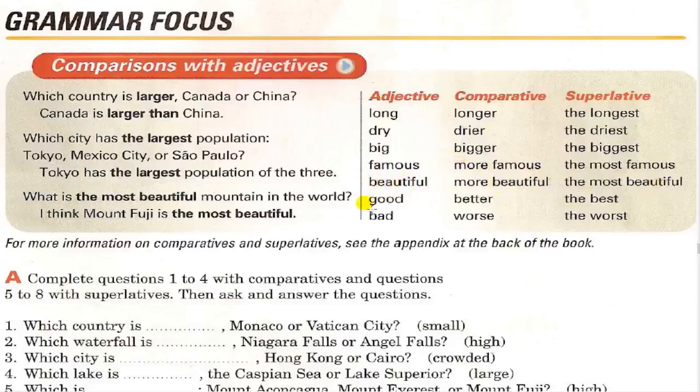Irregular adjectives do not follow the rule. The adjective good should be what? Gooder, goodest, but no. Here in the adjective good: good, better, the best. Bad, worse, the worst. Again, we're going to explain this in this PowerPoint presentation.